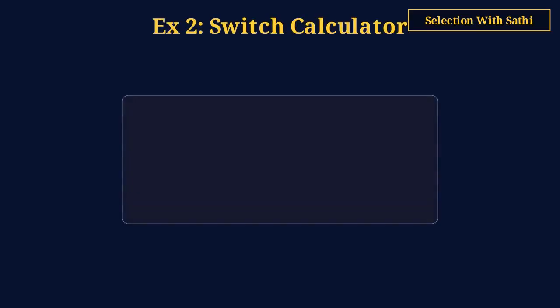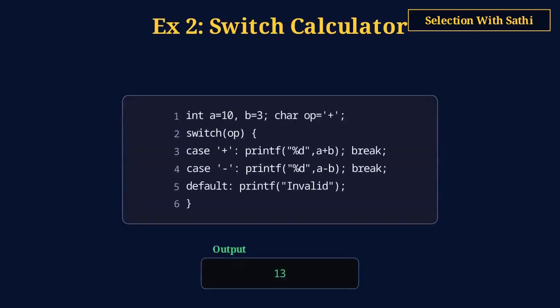Second example: switch calculator. We have a equals 10, b equals 3, and op equals the plus character. The switch statement evaluates op. It matches case plus, so it executes printf a plus b, which prints 13, then break exits the switch. If op were minus, it would print 7. If star, 30. If slash, 3, because integer division truncates. The default case catches any invalid operator character.